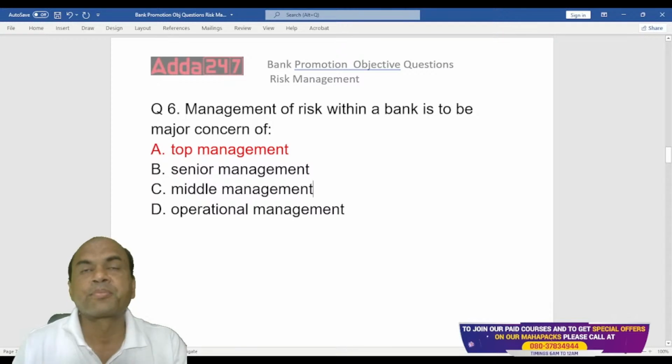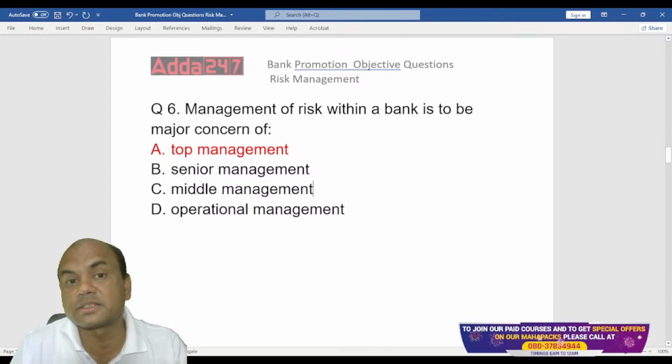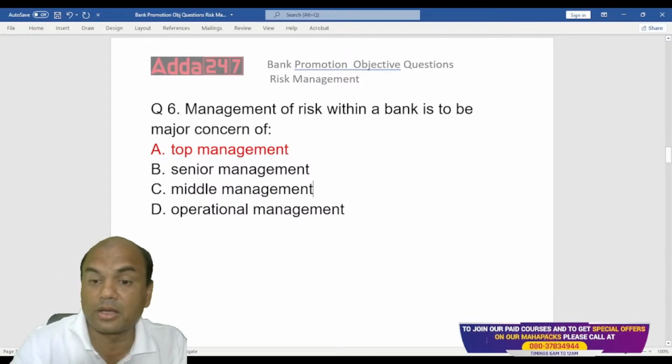Always remember. Once top management understands the risk as a major concern, it will propagate or mitigate the risk and percolate it down to the lower level, senior, middle and operational. But the top management must first understand the concept of risk and how to mitigate it. Okay.